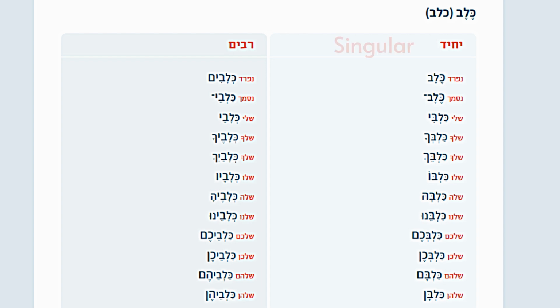Then we'll be able to see the singular forms of this noun under yachid, singular, and the plural forms under rabim, plural. At the top of the yachid table, we have the word kelev in absolute form, which is called nifrad in Hebrew, which is written in this small red text. The kaf in kelev is enlarged to show that the syllable ke has the accent, kelev instead of kelev. Under the absolute form, we have the word in construct form, which is called nismach in Hebrew. To show that it's in construct form, they've written it with a dash, since words in construct form must be connected to the following noun.